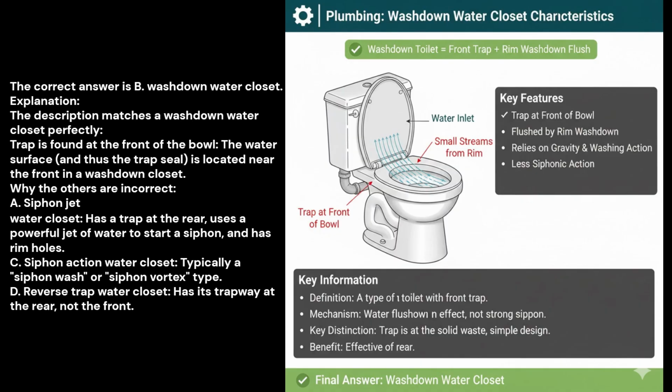Why the others are incorrect? A. Siphon jet water closet has a trap at the rear, uses a powerful jet of water to start a siphon, and has rim holes. C. Siphon action water closet, typically a siphon wash or siphon vortex type, has a rear trap and creates a strong siphon for evacuation. Rim holes are present but are not its sole flushing method. D. Reverse trap water closet has its trapway at the rear, not the front. It is a siphon action closet.